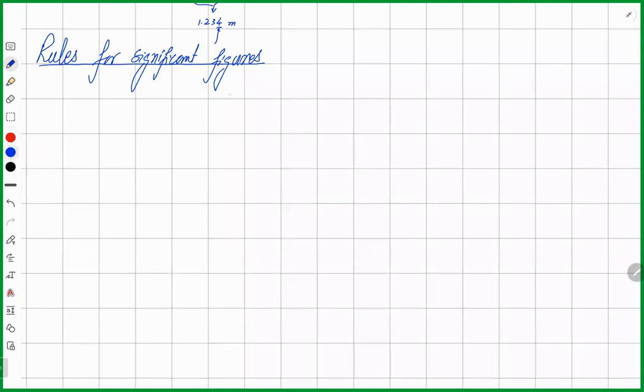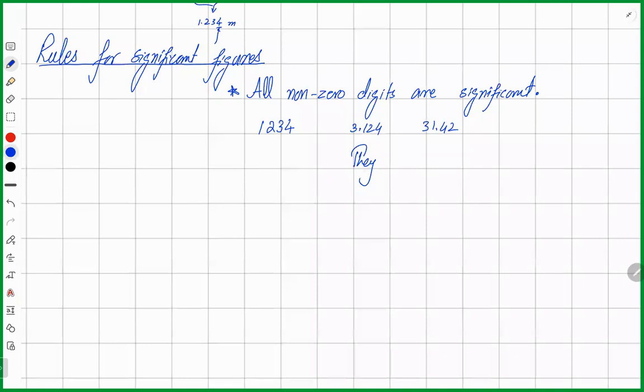So number one, all non-zero digits are significant. 1, 2, 3, 4, 3.124, 31.42. They all have 4 significant figures.